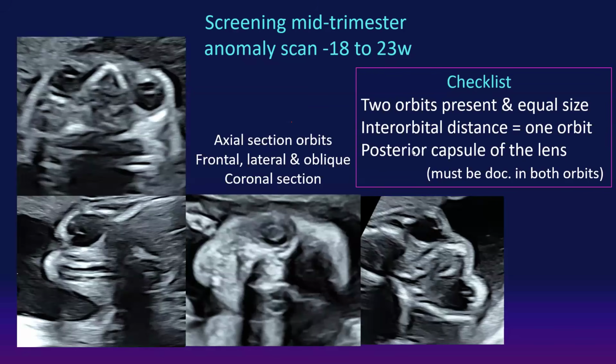And then lastly, we must not forget to actually document the posterior capsule of the lenses. They should be present in both orbits. So that is the checklist for the orbits. Pretty simple. One axial section like this with face up is more than enough.